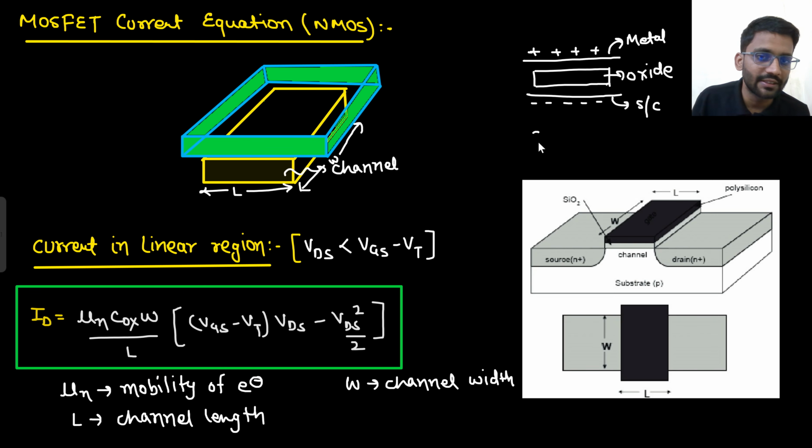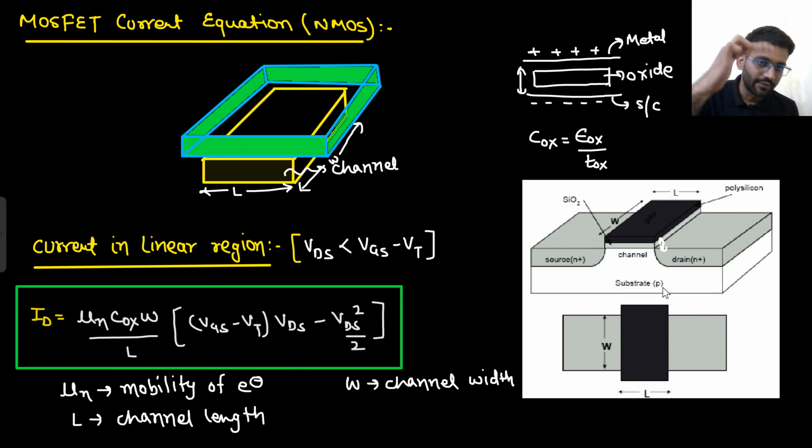What is the formula of capacitance? That is epsilon by the width. This width is TOX, the width of the oxide. And epsilon is simply permittivity. This is TOX and this is the permittivity of the oxide layer. What is the oxide layer?